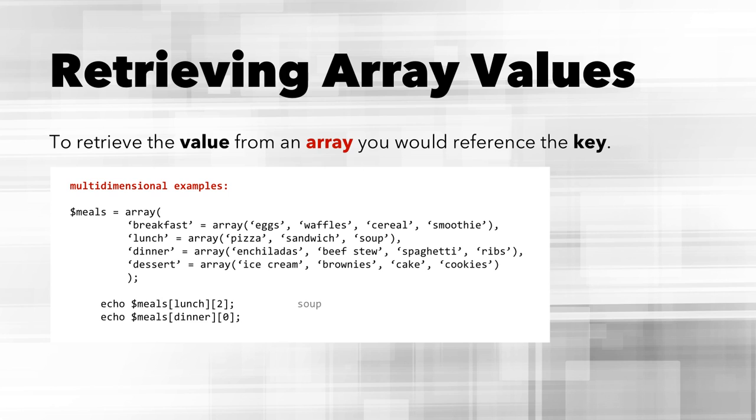In a multidimensional array, the process is similar but requires additional layers of reference. In this example, we are calling for display the key lunch with the key index of 2. This will display soup, as it is found in the lunch array in the third position, 0, 1, 2. Take a look at the last example and determine what it will display. If you said enchiladas, you are correct.